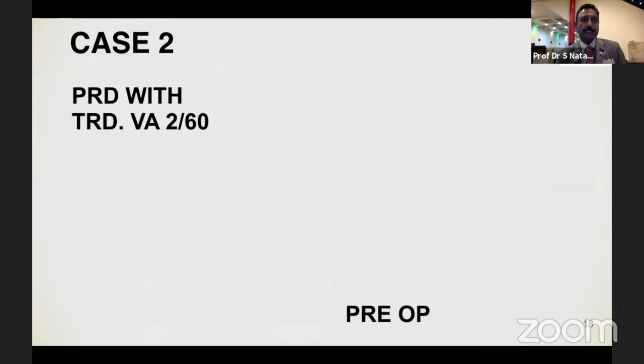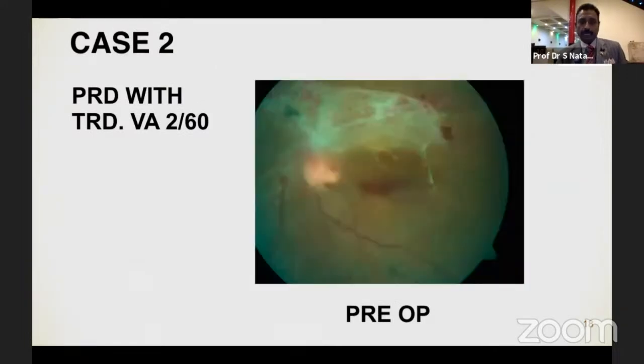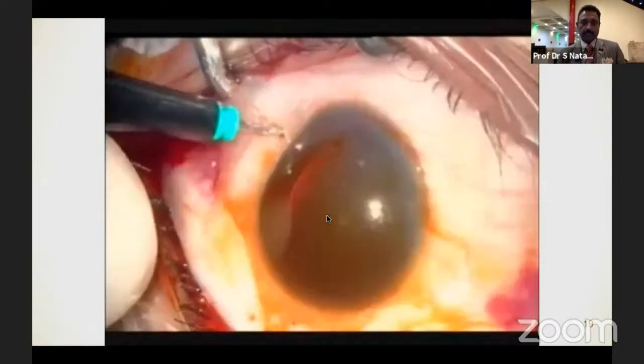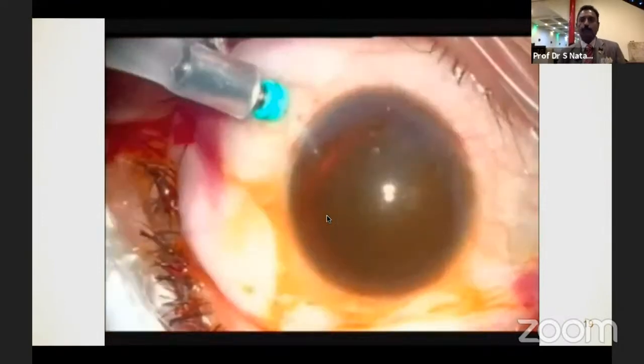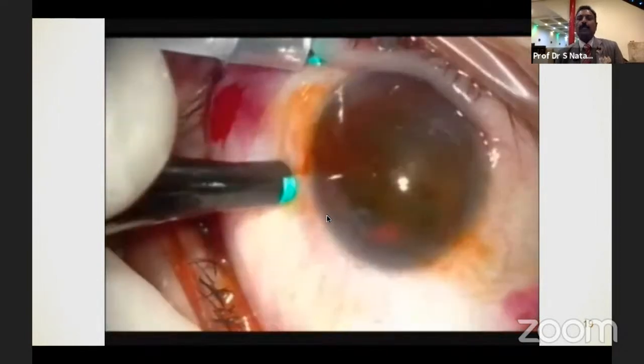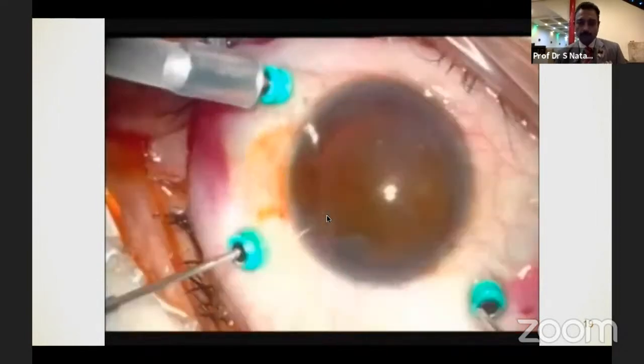This is case 2, a traction retinal detachment. You can see the preoperative photograph with the fibrovascular proliferation, and then you do a 23 gauge vitrectomy. Again, you see we remove the vitreous hemorrhage and also clear the anteroposterior traction. I use a proportional mode here to inject the fluid using the proportional mode cutter. I use the Constellation, no financial interest.